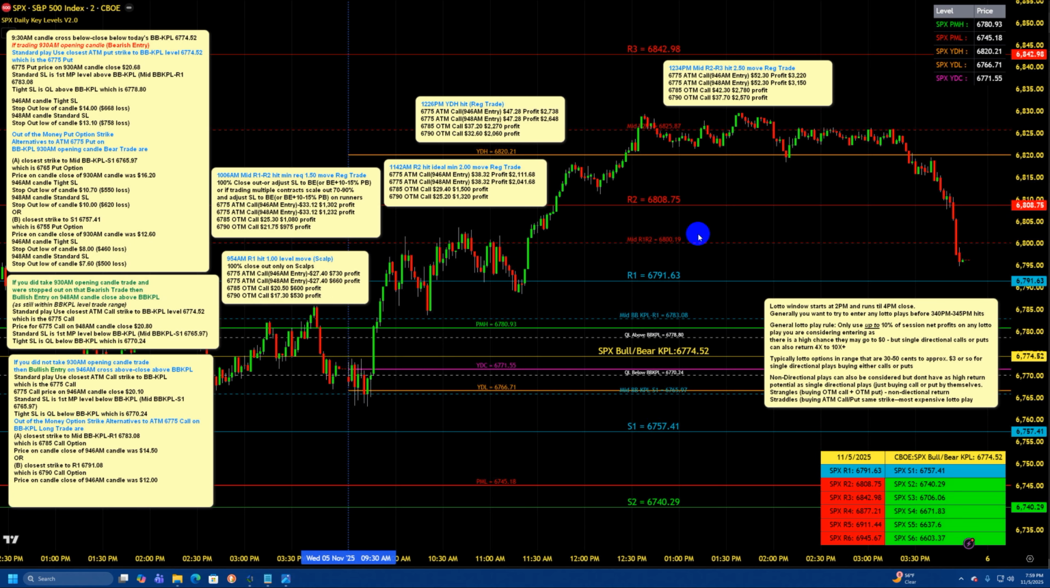It works the same way on other levels. So as an example, if we were taking a bullish trade from R1, we would look up. The at the money would be the 67.90 call. The first midpoint above is 6,819. So 6,800 call would be our first out of the money option we can consider. And the furthest out of the money option we could consider would be the R2, closest to the R2 level, 6808.75. So that would be the 6810 call.